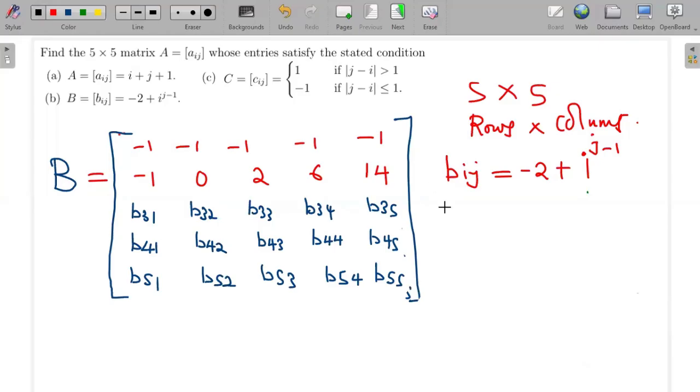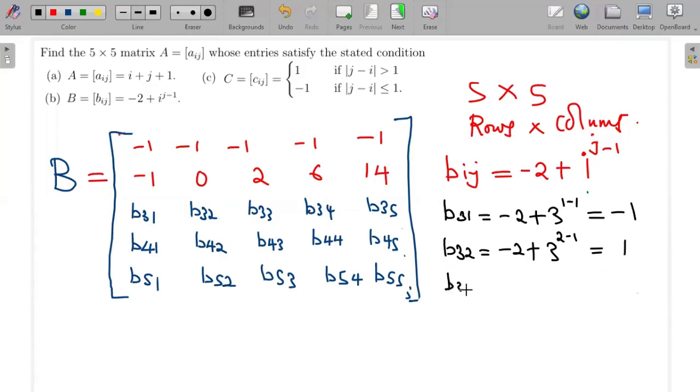So for the third row, I'll start with B31, which is equal to minus 2 plus, where there's i I put 3, where there's j I put 1 minus 1. So this will just be a minus 1. B32 will be equal to minus 2 plus 3 to the power 2 minus 1. So 2 minus 1 is 1, and 3 to the power 1 is 3. So 3 plus minus 2 will be a positive 1.